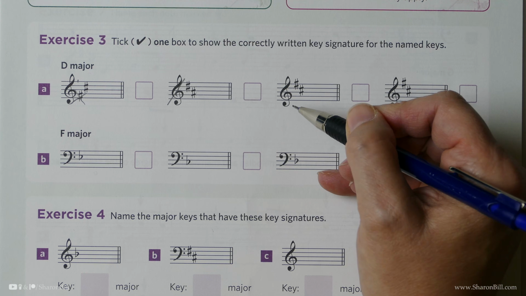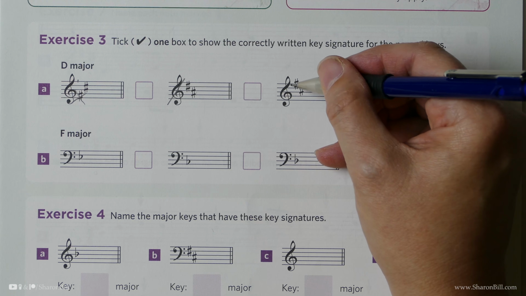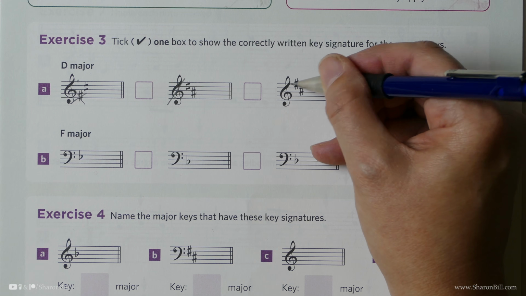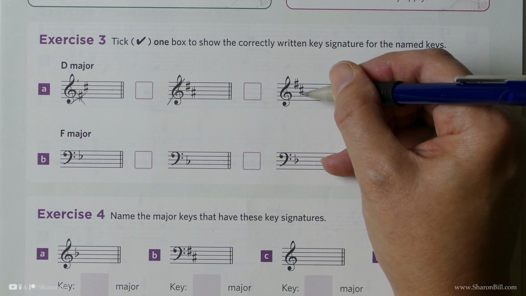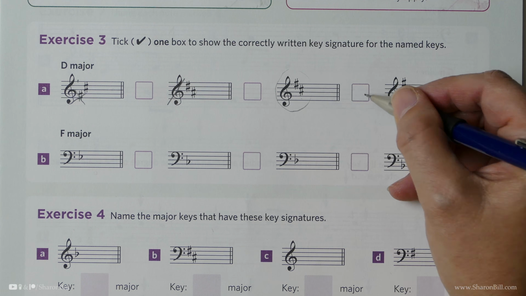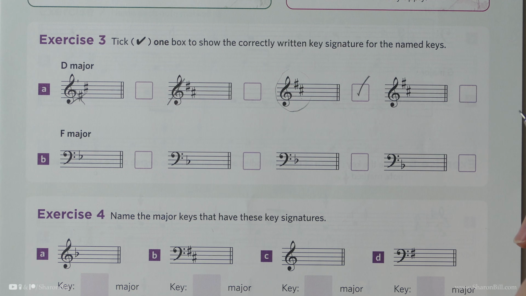In this next one, this looks more hopeful. So we have the F sharp and the C sharp. Every good boy deserves football, and it's the correct octave. And face, F-A-C-E, that's the correct octave. That is what D major key signature should look like.